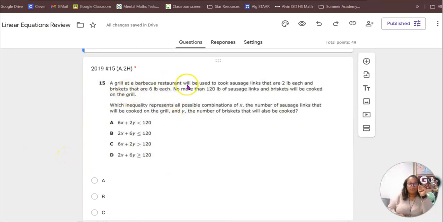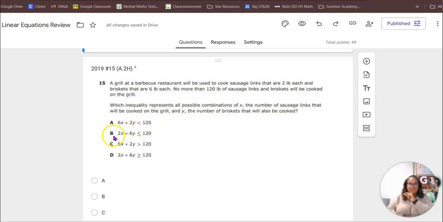A grill at a barbecue restaurant will be used to cook sausage links that are 2 pounds each and briskets that are 6 pounds each. And no more than 120 pounds of sausage links and briskets will be cooked on the grill. So again, I need the less than or equal to. That's the no more than. So there's only one answer that has less than or equal to. This one says less than, but this one says less than or equal to. So the answer here has to be B.